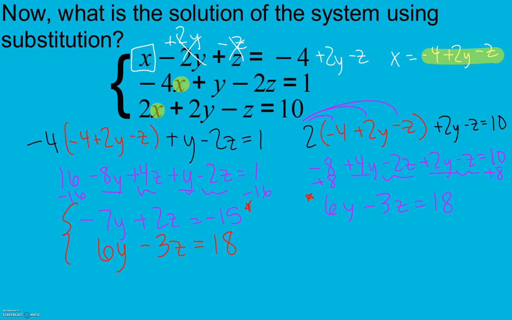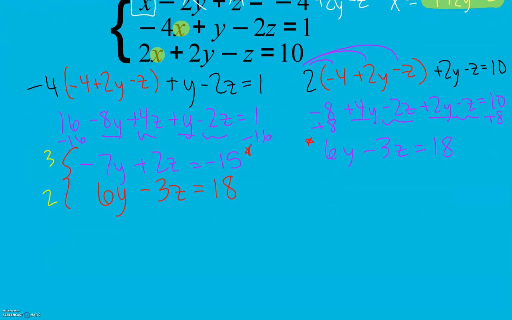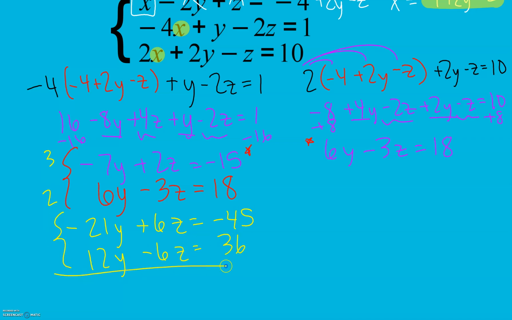I don't have opposites here, but I can get some. I'm going to multiply the top by 3, bottom by 2 to get rid of my y's. I could have done it with the 7 and the 6. I just prefer to use smaller numbers. Keep my numbers a little bit more user-friendly. So I get negative 21y plus 6z equals negative 45, and 12y minus 6z equals 36. Now that I have opposites, I can go ahead and add. Negative 9y equals negative 9. Divide, and I get y equals 1.